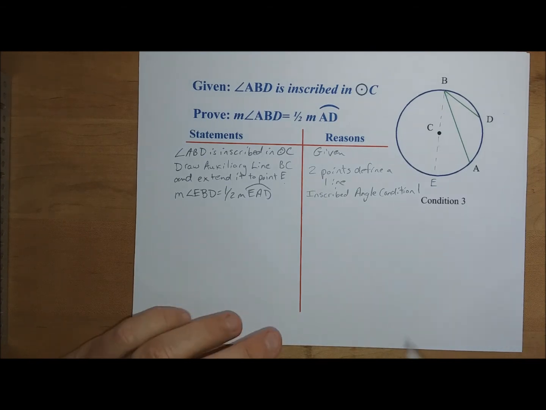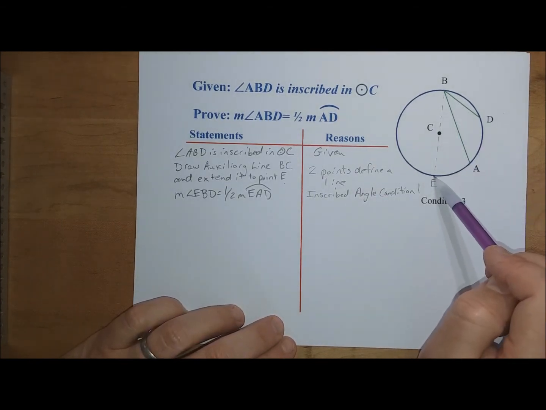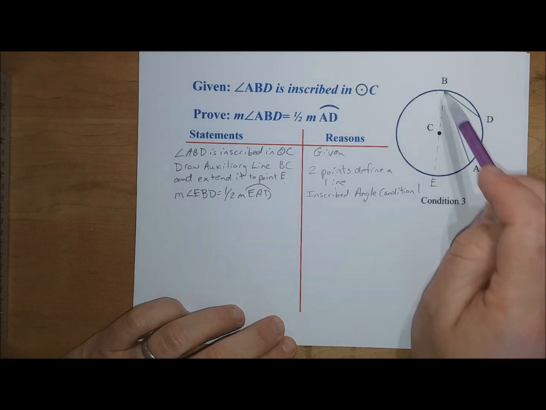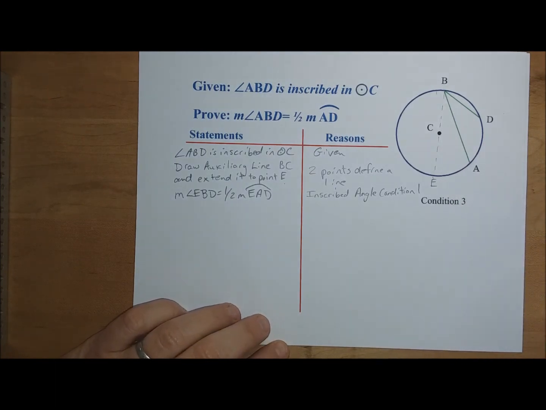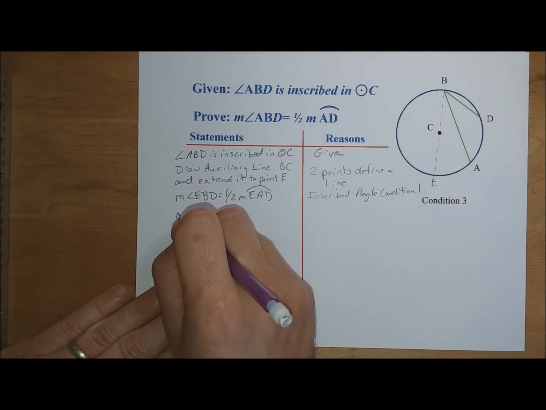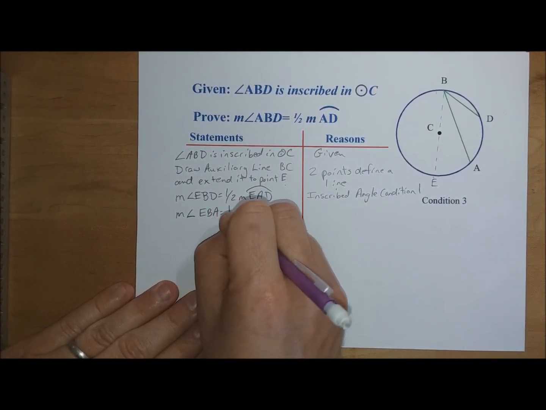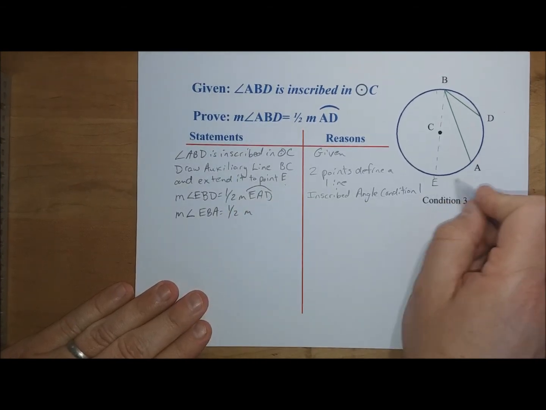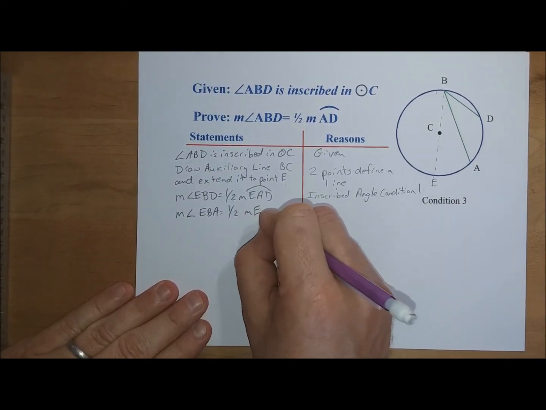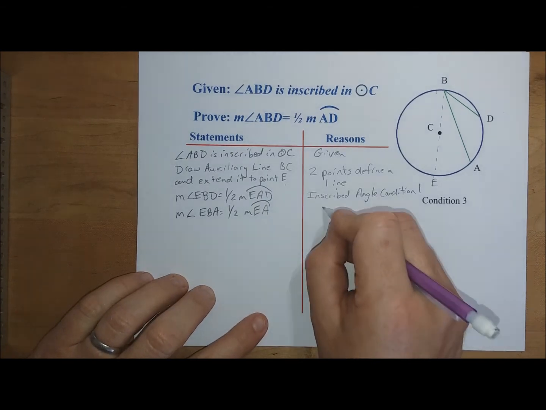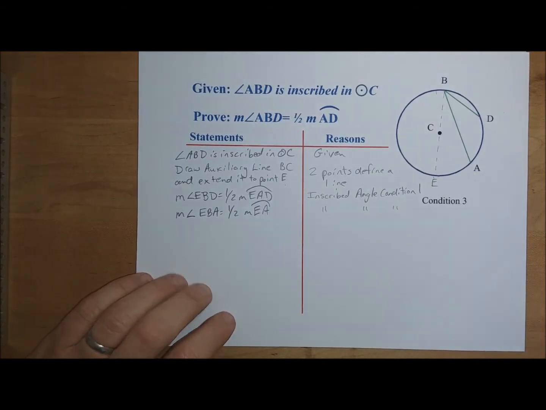Good. Similarly, you can see that we've got this angle EBA that meets the same criteria as condition 1, where one side is coincident with the diameter. So I could say that the measure of angle EBA equals 1/2 the measure of this arc EA that it intercepts. Good. Inscribed angle condition 1 again.